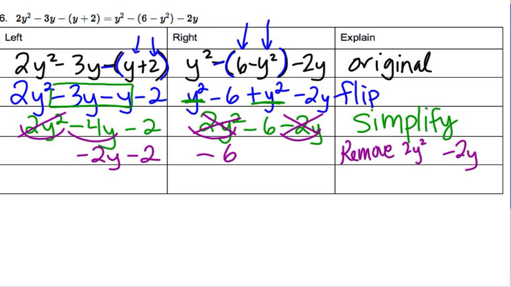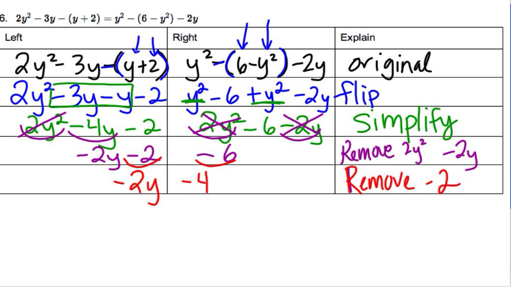I'm so close to my goal. Let's see, my next step, I see another thing I can remove. I'm going to remove negative 2 from both sides because I have two negatives here and I have 6 on the right. So on the right, now I'll only have 4. On the left, I'll have negative 2y.